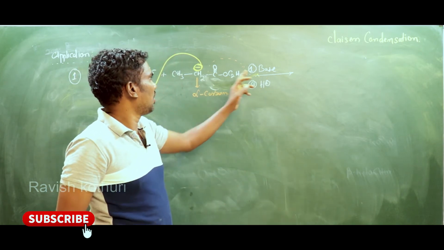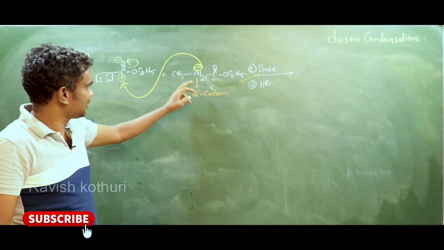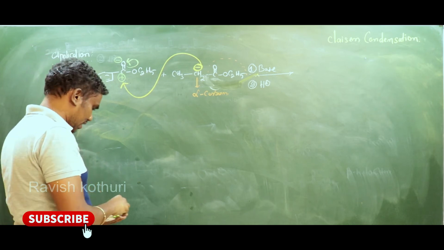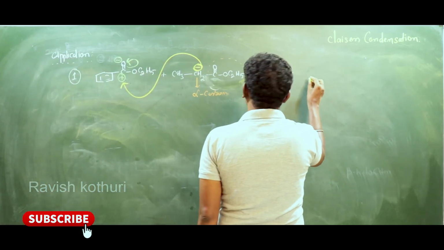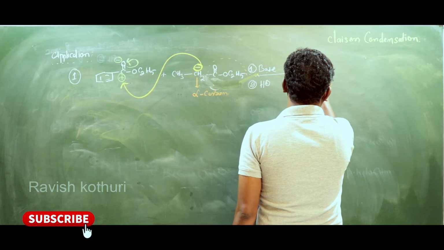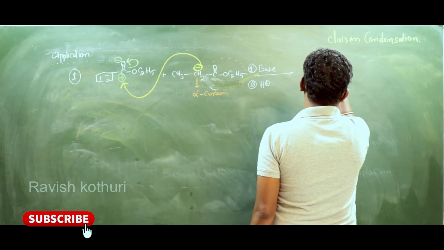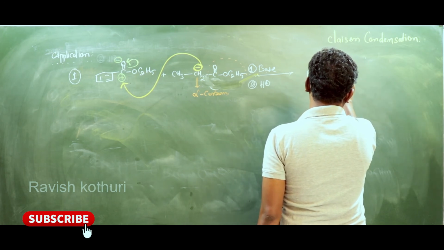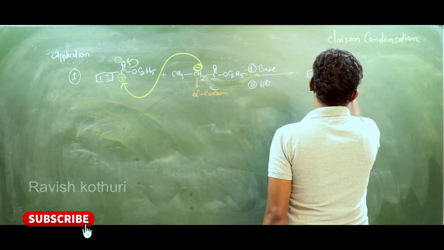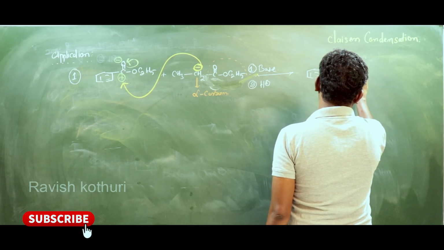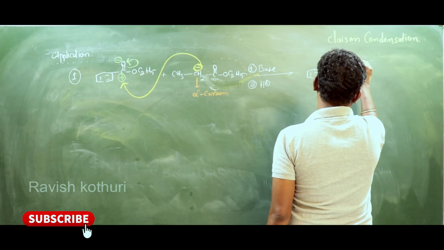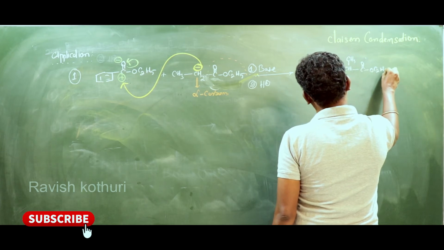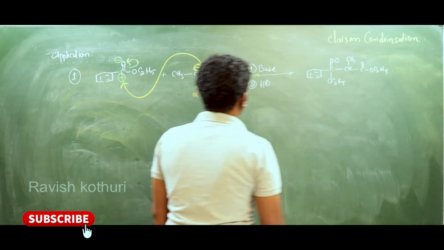See, my dears, this base abstracts the proton from the alpha carbon. So that is the reason the alpha carbon gets negative charge. Now this negative charge will attack the positive site. So what happens? The product will be O minus, CH2, CH3, C double bond, OC2H5.